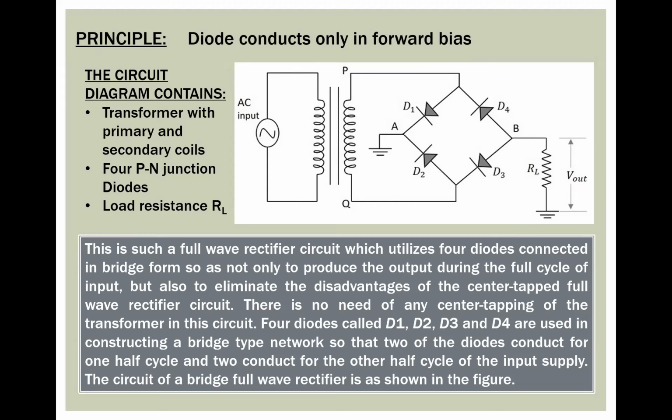Actually, there are points A, B, and C, D. For C and D, we are giving the voltages. A is grounded and B is taken as the load resistance as the output. So this is the construction of a full bridge rectifier.